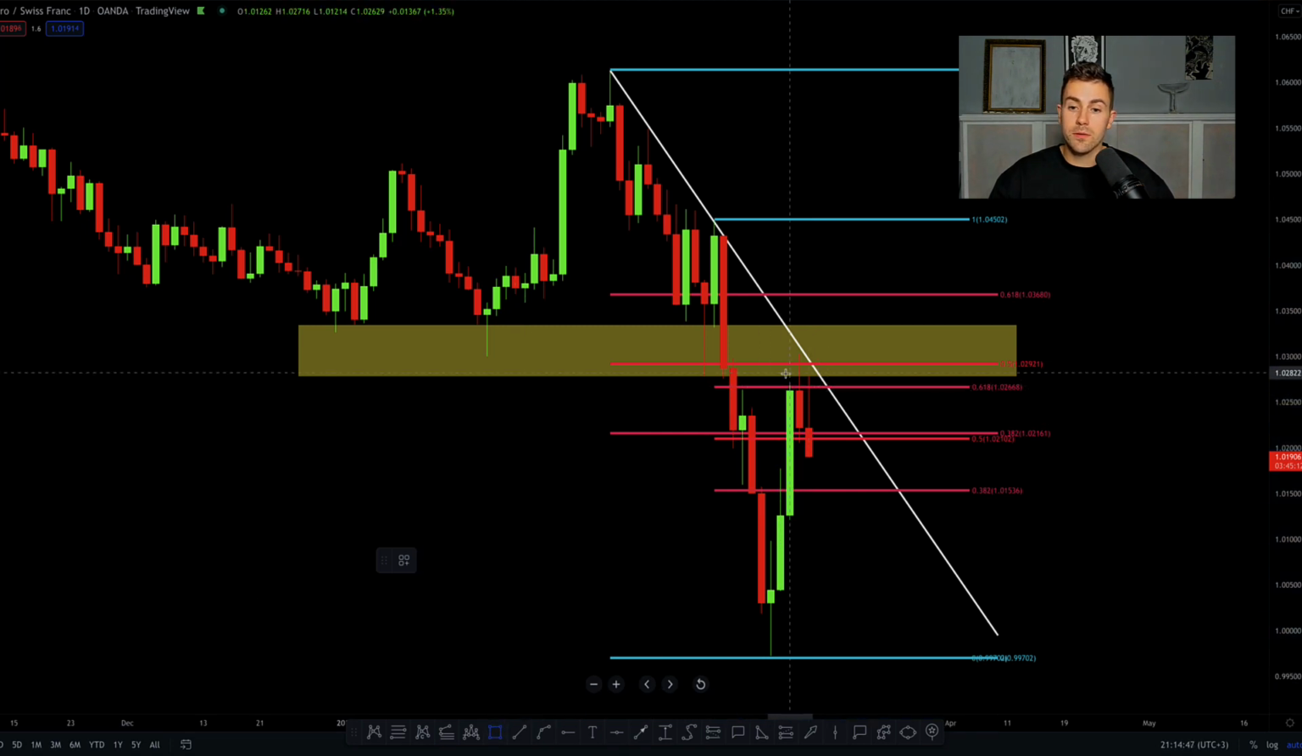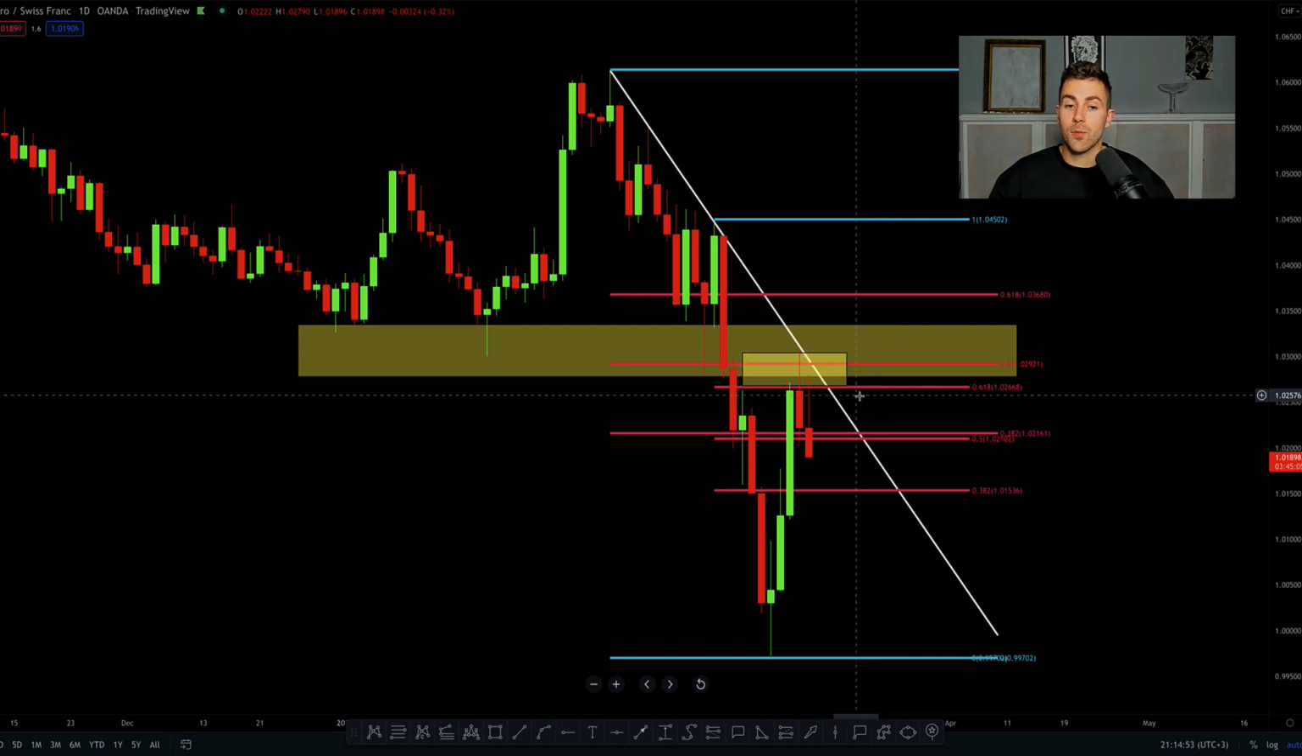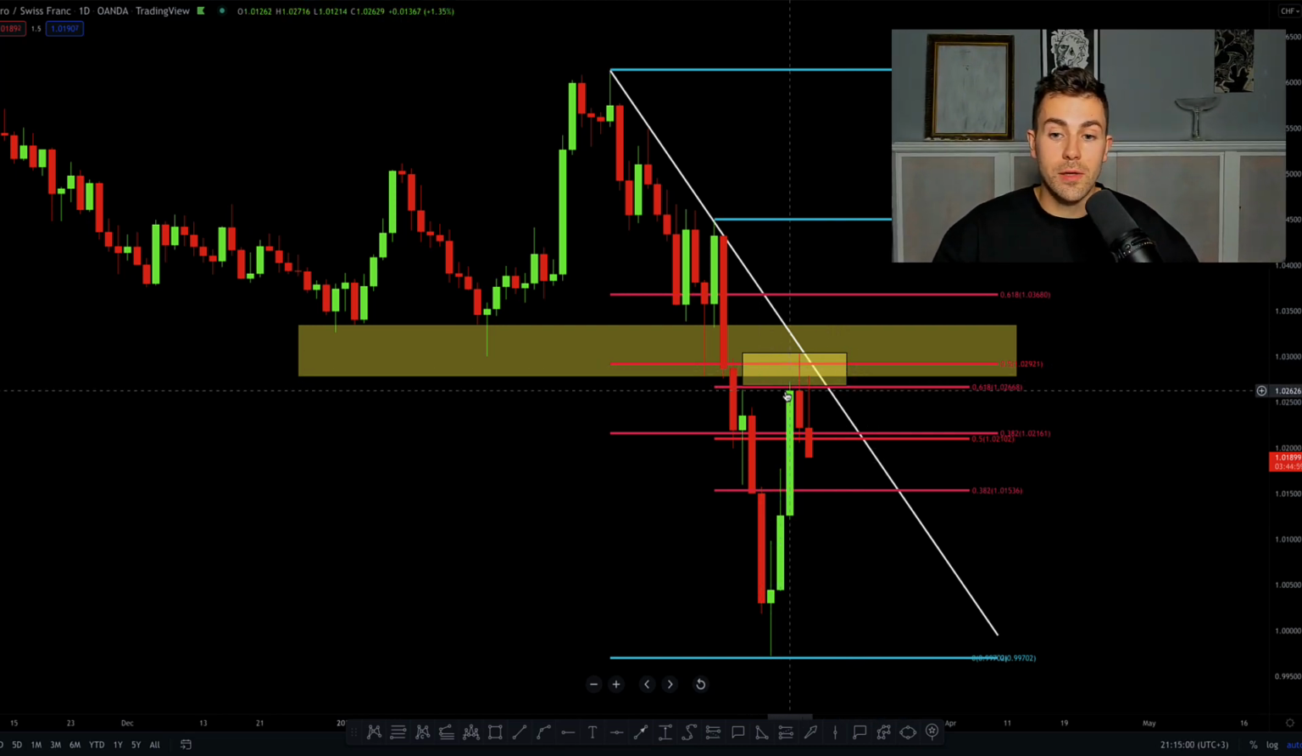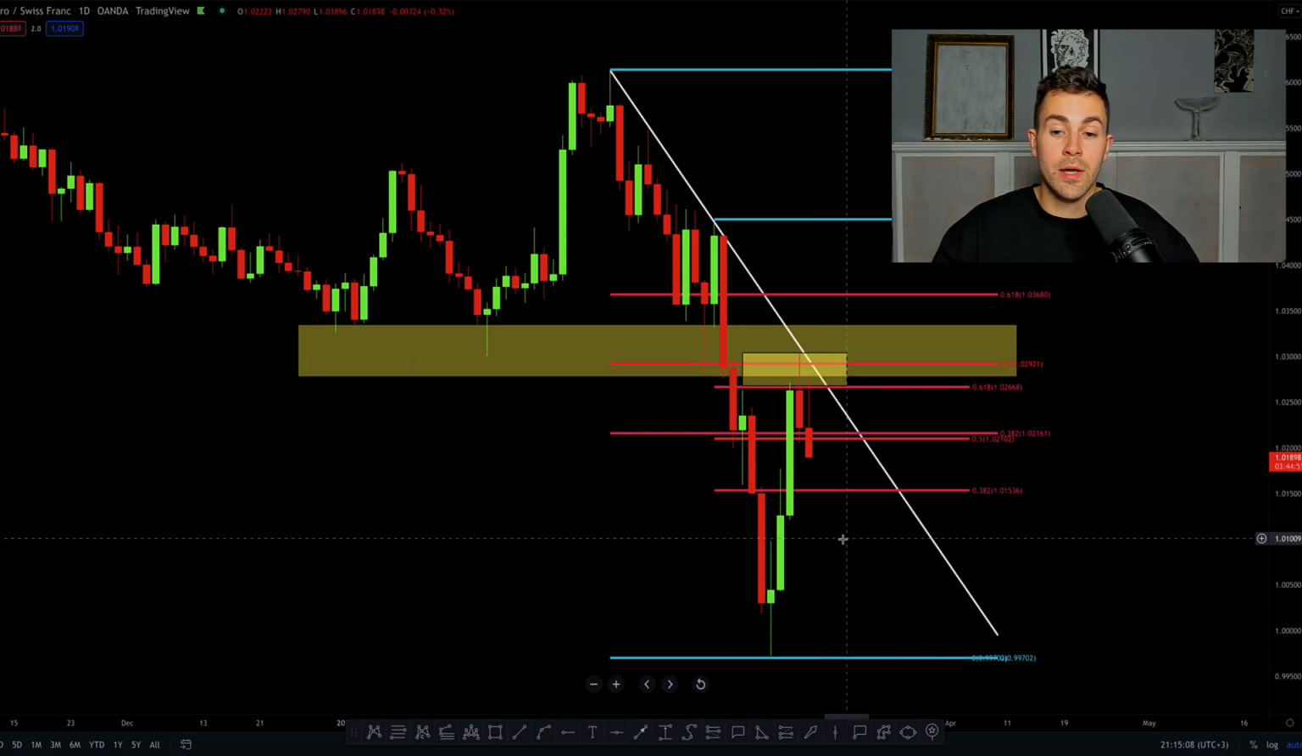So it looks like here we have a very important zone of confluence between the horizontal structure, between the trend line, and between the fib levels. So from that structure we may expect a bearish trend continuation. Yes, from that area we can expect a strong swing down. So our task is to look for the confirmation on lower time frames to short the pair.